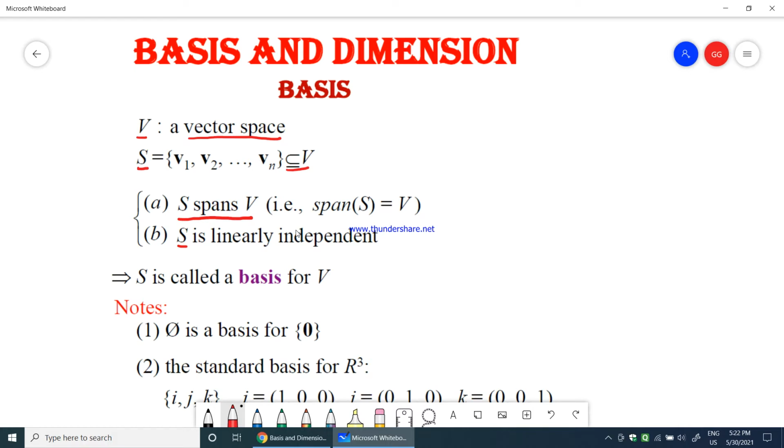Therefore, if any given set of vectors S spans the vector space V, and if that subset S is linearly independent, then we can say that the subset S is called a basis for V. Okay, so this is the definition of basis.